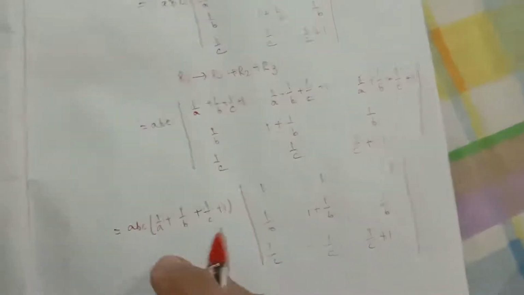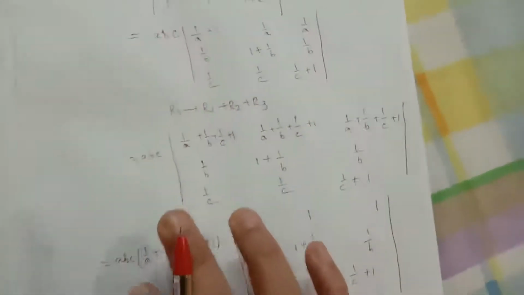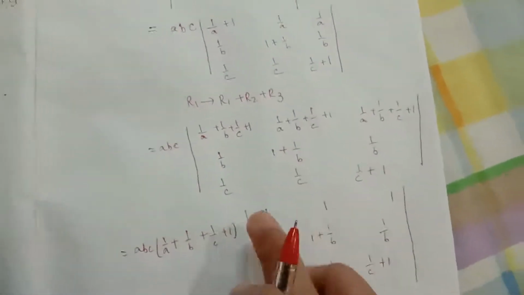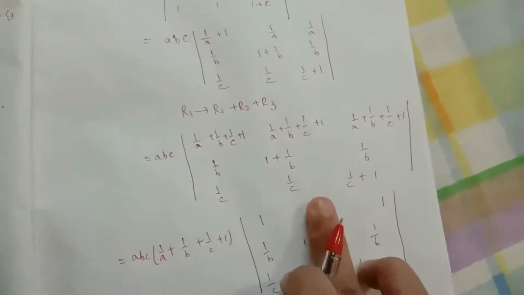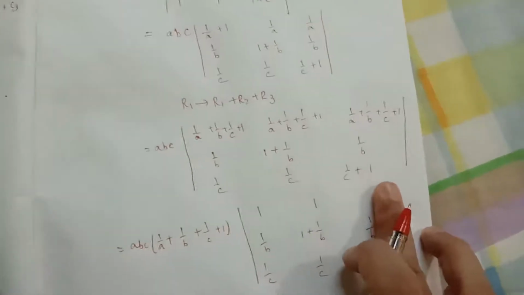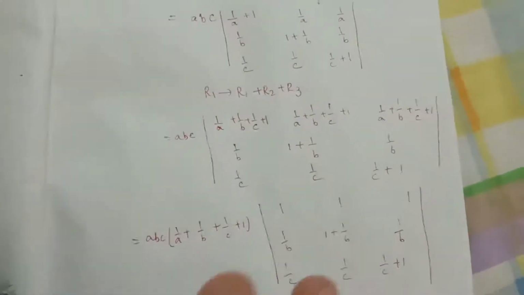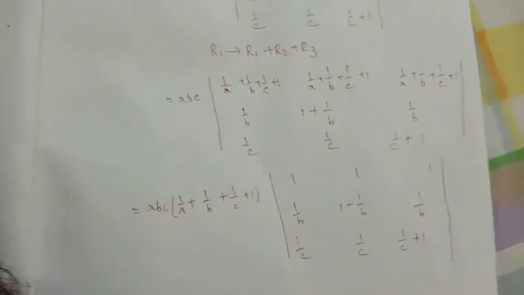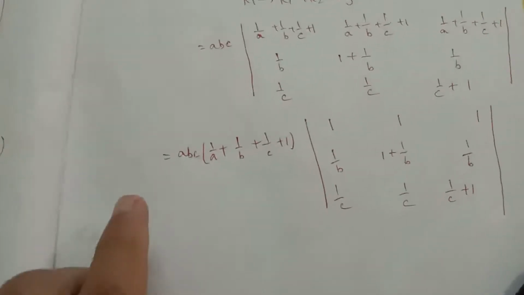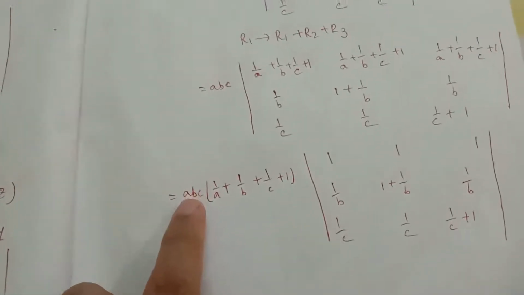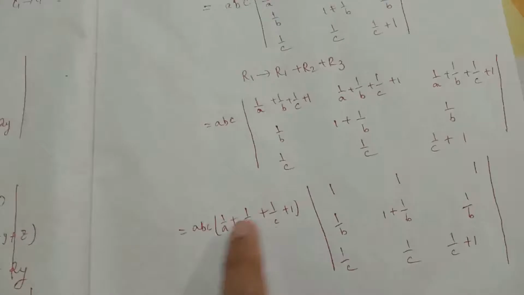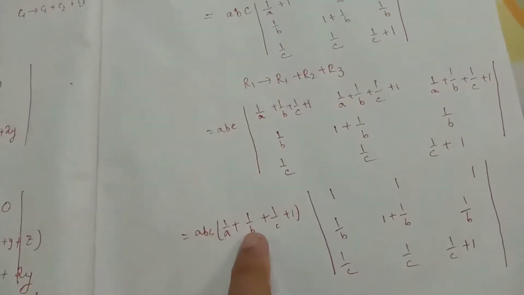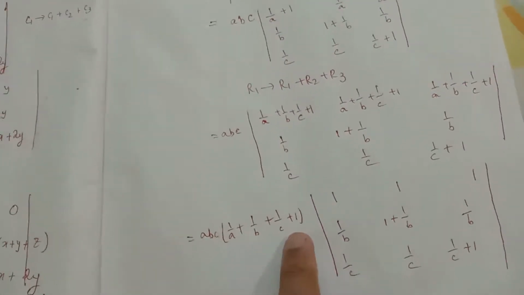Okay. Now we can bring 0 easily in this determinant by doing C1 minus C2, C2 minus C3. So you have to remember the steps. You have to practice a lot. Now if we multiply ABC with this, we'll get AB plus BC plus CA plus ABC.